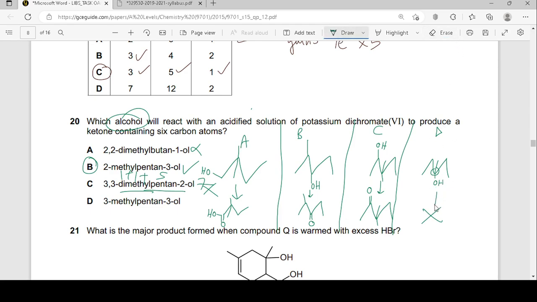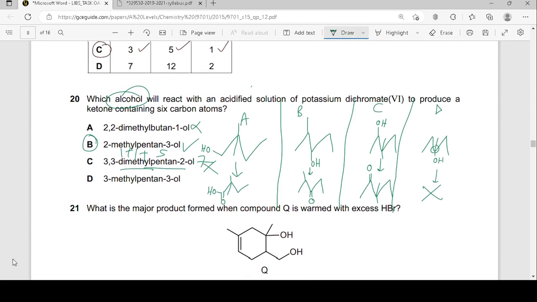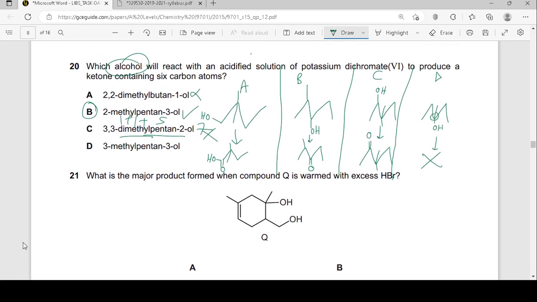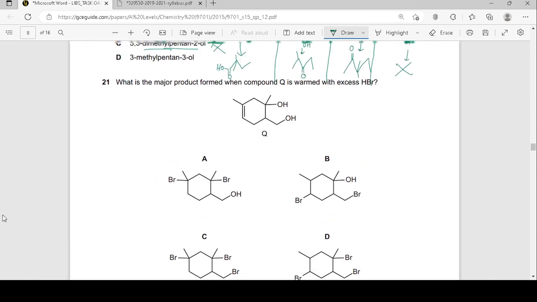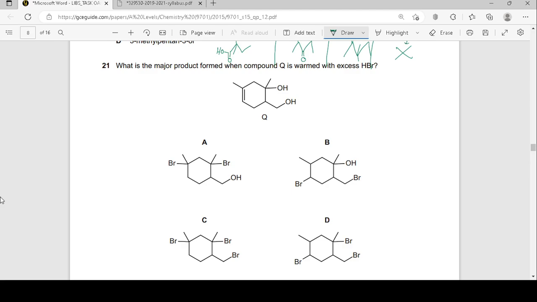So, yeah, the answer has to be, okay, next question. This is a ketone, and this is a 6 carbon product. What is the major product formed when compound Q is warmed with excess of HBr? Interesting. So, we have this one, and then excess HBr, so I think it will be an electrophilic addition reaction, so you get HBr added here.